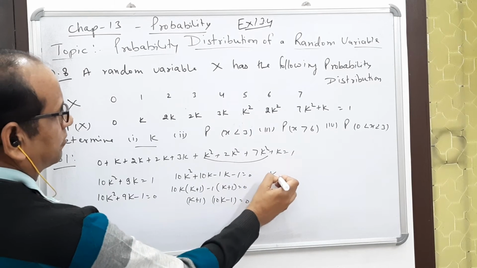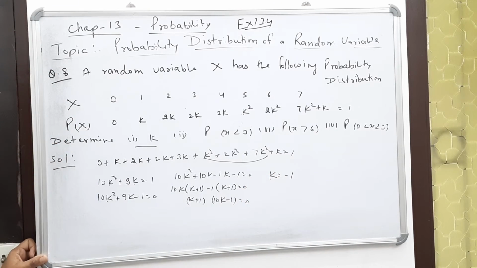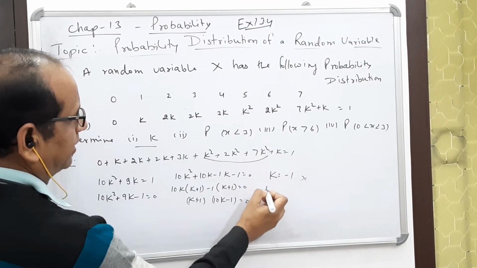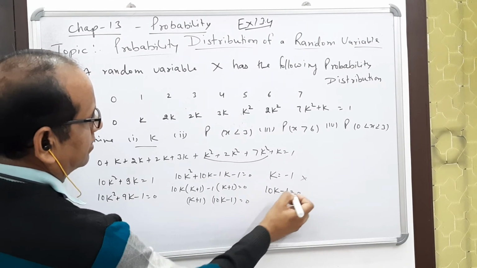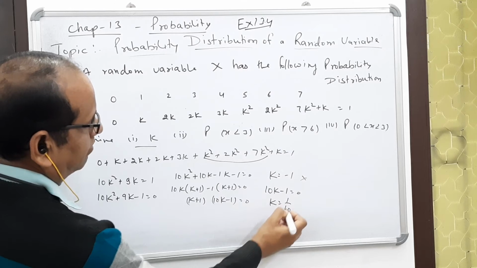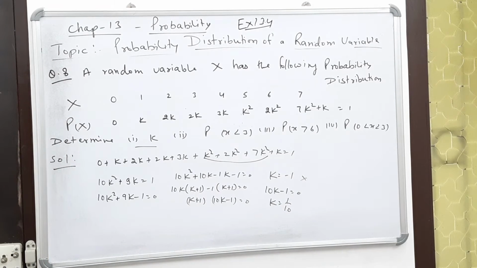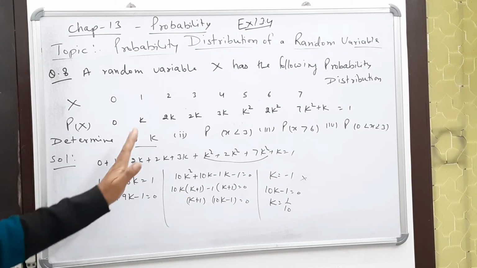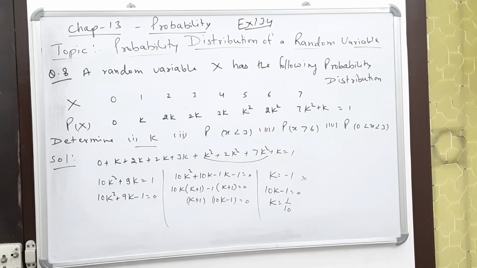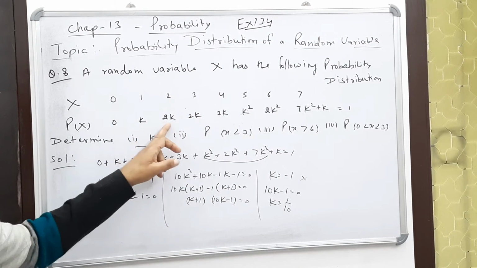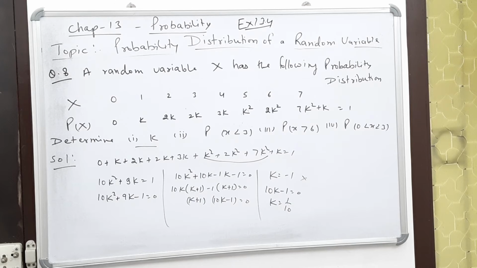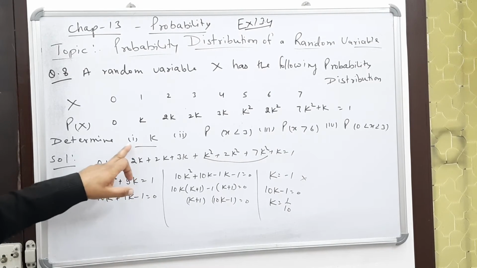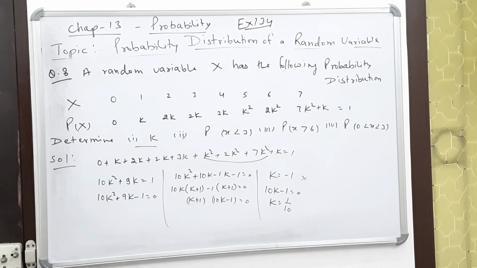So what is the value of k? It is minus 1, which is not possible, and the second is 10k minus 1 equals 0, so k is 1 by 10. So the first part, find the value of k, the answer is 1 by 10. If this problem is a little bigger, it can be 2, 3, then also this plus this equals 1. That logic will be used here. So the first answer is k equals 1 by 10.